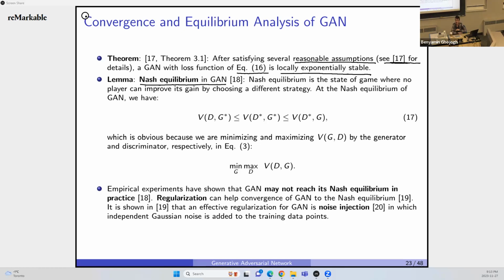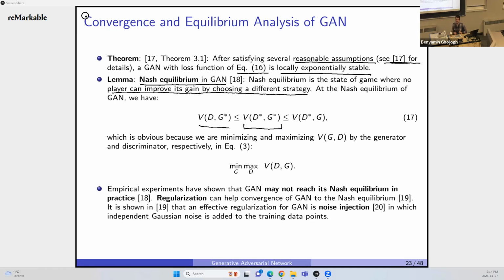As I said, what was Nash equilibrium? The equilibrium in which the players don't want to deviate anymore. They don't wish a profitable deviation. They're happy with what they have. Nash equilibrium is the state of the game where no player can improve its gain by choosing a different strategy, and they're all happy about it. So as a result, V(D*, G*), the best equilibrium, is greater than or equal to V(D, G*).